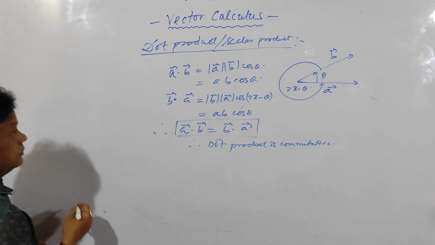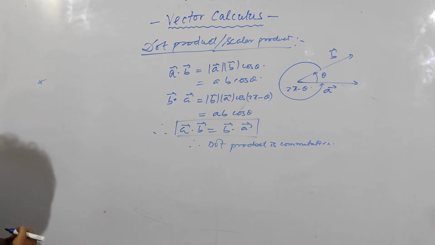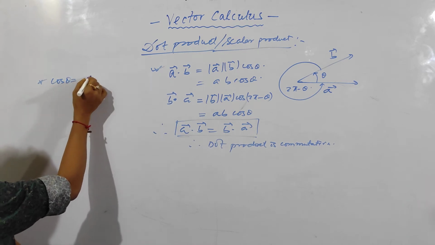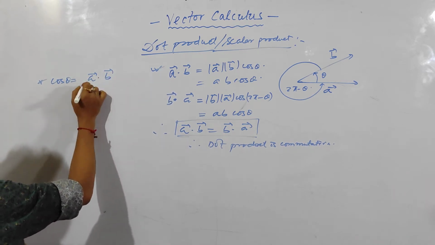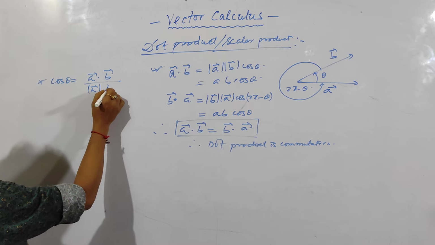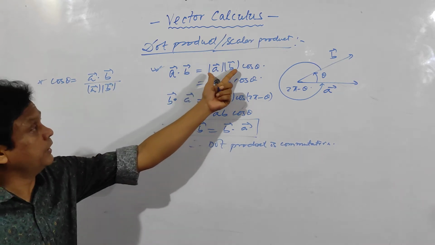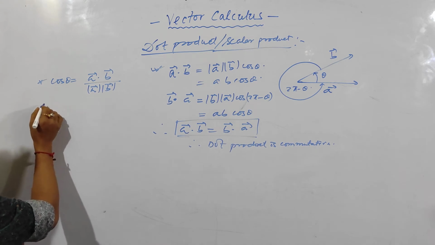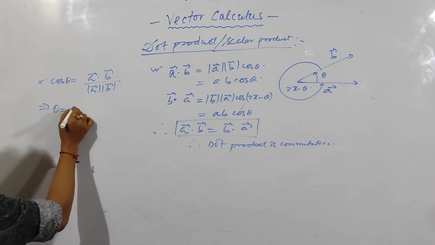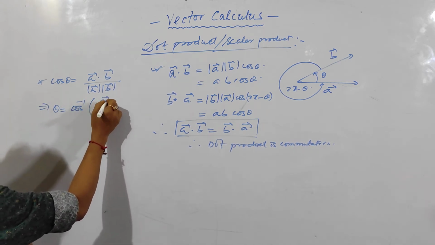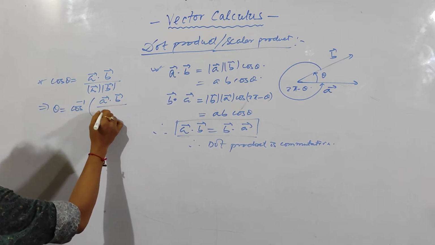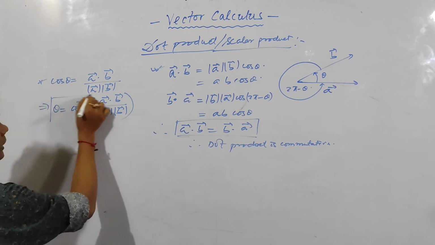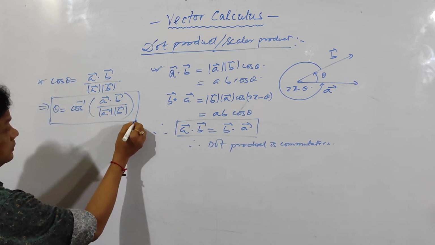Clear? Now see here. What is the angle between the two vectors? From this, what is cos theta? Cos theta is equal to A dot B divided by |A| times |B|. Simply divide A dot B by |A| times |B|. So it implies theta is how much? Theta is cos inverse of A dot B divided by |A| times |B|. This is the angle between the two vectors, A vector and B vector. Clear?